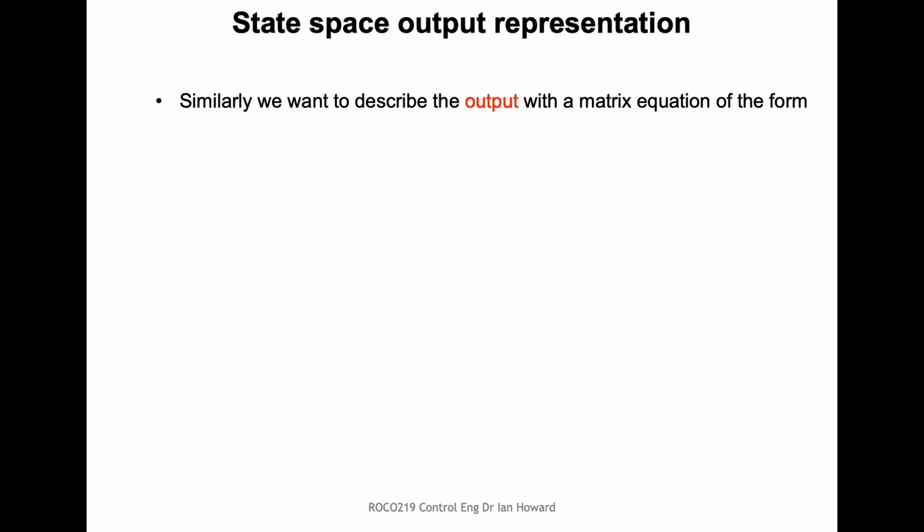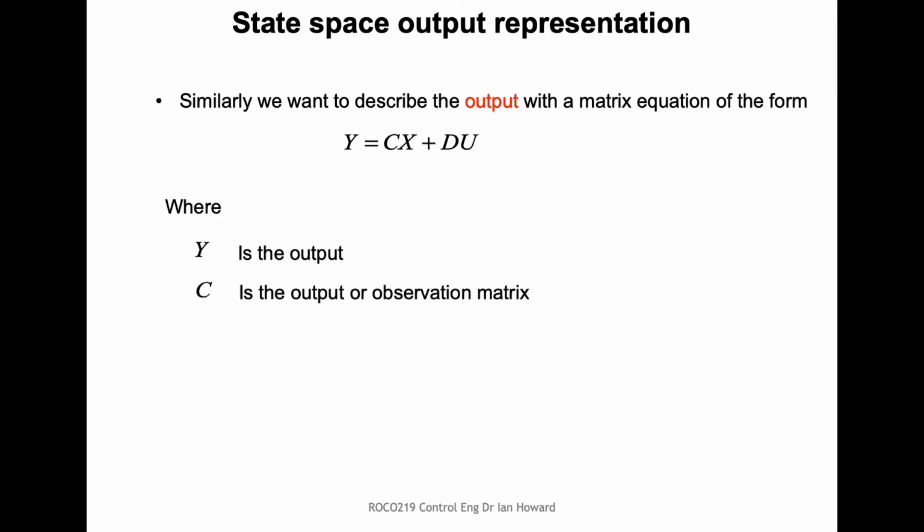We can similarly describe the output of the system, which is going to be some function of the state of the system. And typically this is going to be written by the matrix equation y equals Cx plus Du, where y is the output of the system, C is the output or observation matrix, x again is the state vector, and D is the transition matrix. So D basically tells you how the input directly affects the output. And u again is the control input.